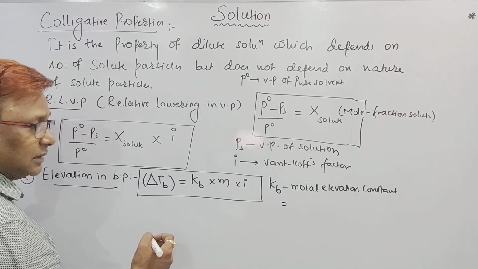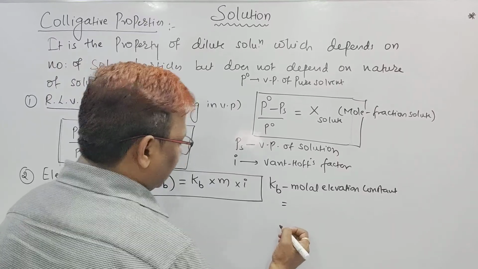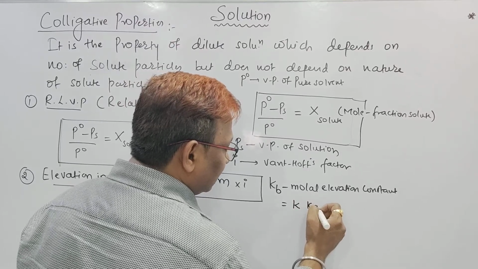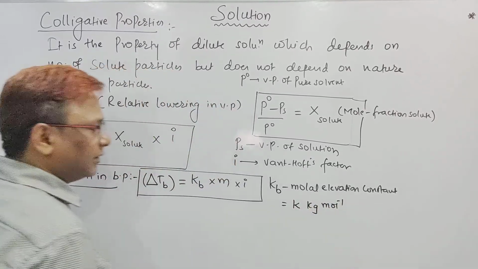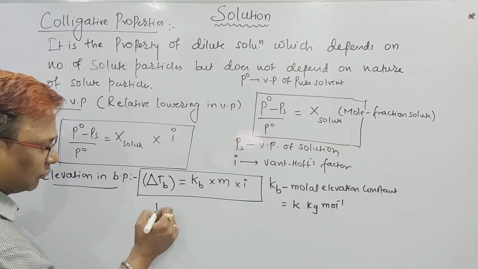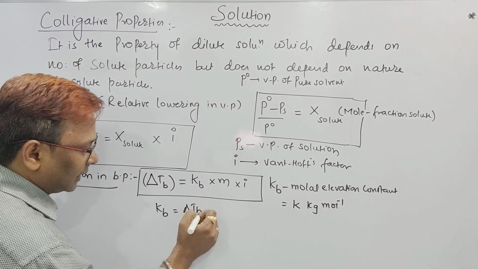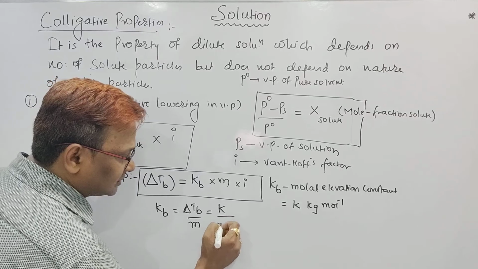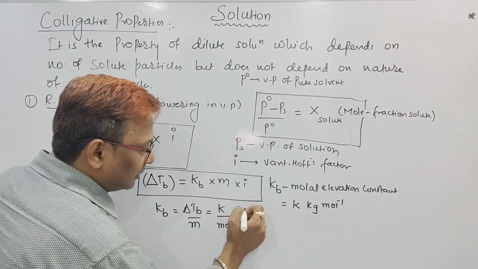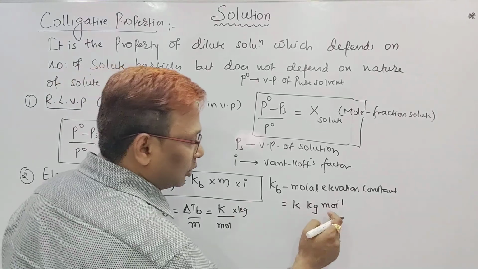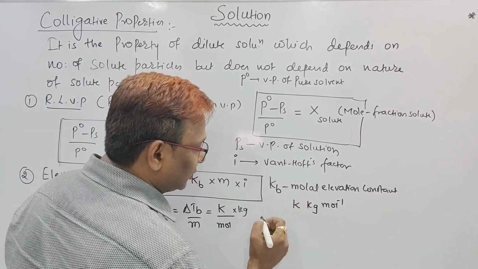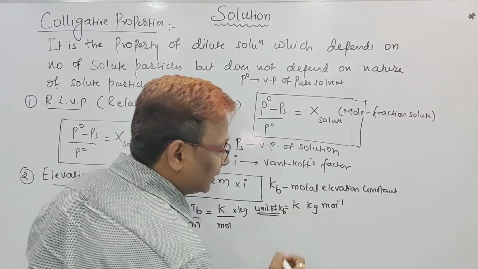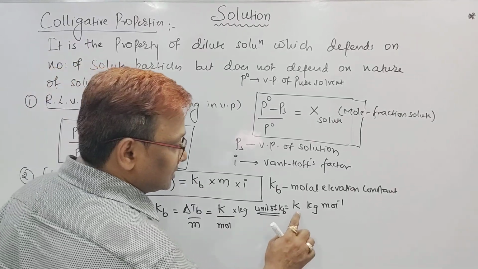The unit of Kb: if you want to find it, delta TB is in degree centigrade, which we can say Kelvin, kg mole inverse. I will tell you how to find the unit. Kb is equal to delta TB by molality. Delta TB means temperature in Kelvin, molality means mole per kg. Kg goes to the numerator, so mole inverse, and this is the unit of Kb. Beta, this kind of question they ask at the NEET level and the IIT Mains level. What is the unit of Kb? Kelvin kg per mole.